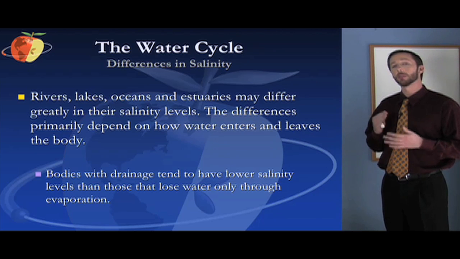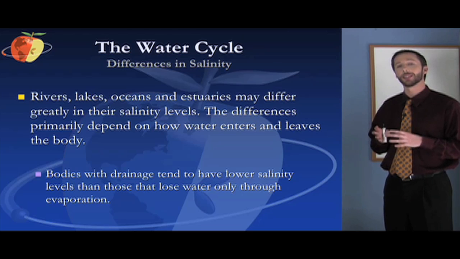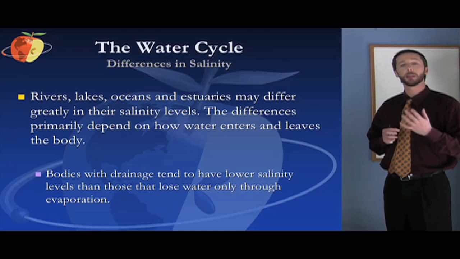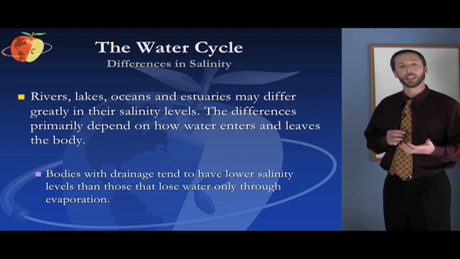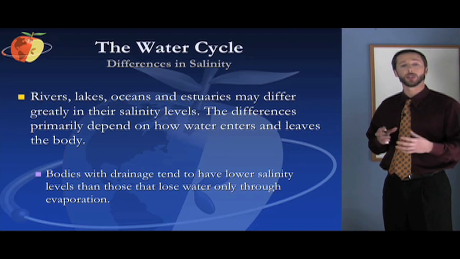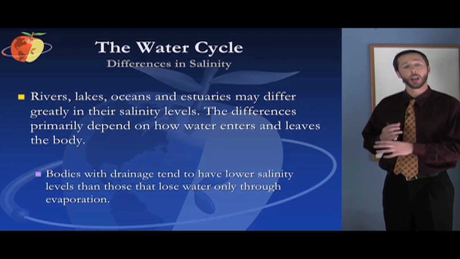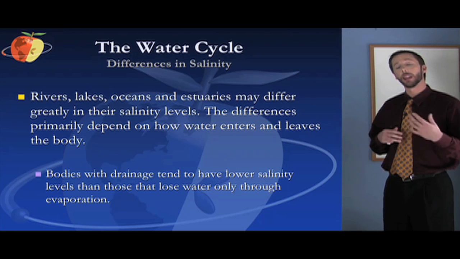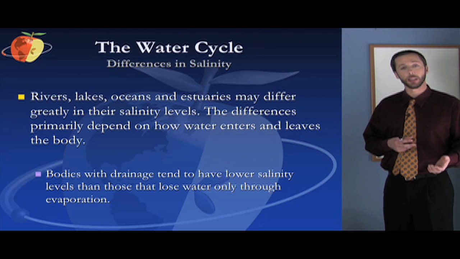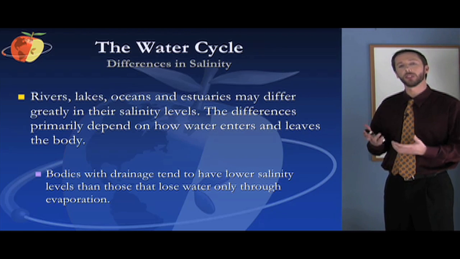The differences in the salinity of these different bodies depends on how the water enters and leaves the body. Sometimes they'll ask questions that relate to this on the exam. For example, Big Bear Lake has a much lower salinity level than the Salton Sea. And the reason is because there's drainage from Big Bear Lake. So when water leaves Big Bear Lake through the stream that is its drainage, it takes the salts with it. So you don't get a buildup of salts there.